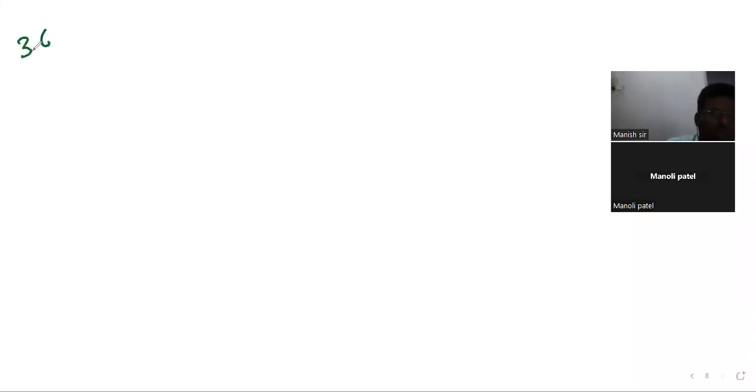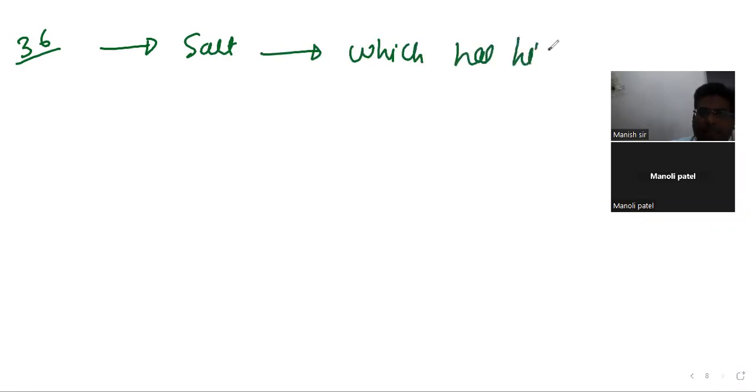Now see the next sum, that is 36. Which of the following is most soluble? So it is talking about solubility. See the first: the salt which has the highest KSP. The salt which has a higher value of KSP, solubility product, must be more soluble, right? So it will be soluble.